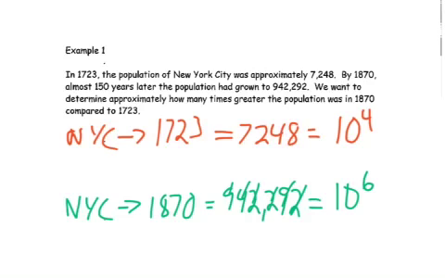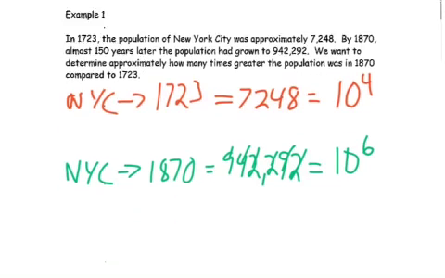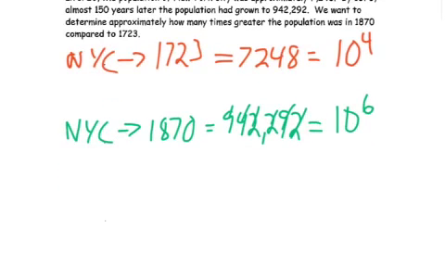Now, like we did in the example right before this with the skyscrapers, I want to know how many times greater New York City's population is in 1870 compared to 1723. Well, again, I want to use division. Just try to keep in mind here, these are dates, not numbers. So I'm going to divide the bigger amount, which was the 1870 population. So I'm going to put 1870 on top, divided by my 1723 number.